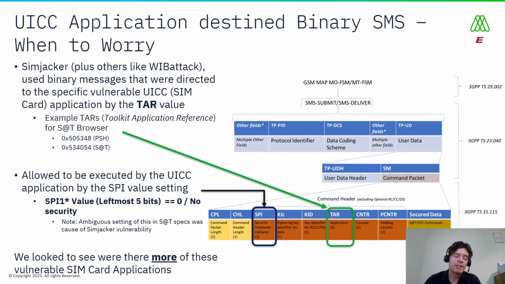So what we did, and a key part of this research, is we looked to see whether there were more of these vulnerable SIM card applications. Essentially, we looked to see was there traffic being sent to SIM cards with this SPI value, or the leftmost 5 bits of it, set to 0. This was an indication that operators were sending traffic of this type to SIM cards and they were expecting it to be answered. It would also indicate that this SIM card application would then, in theory, accept these commands from any source.